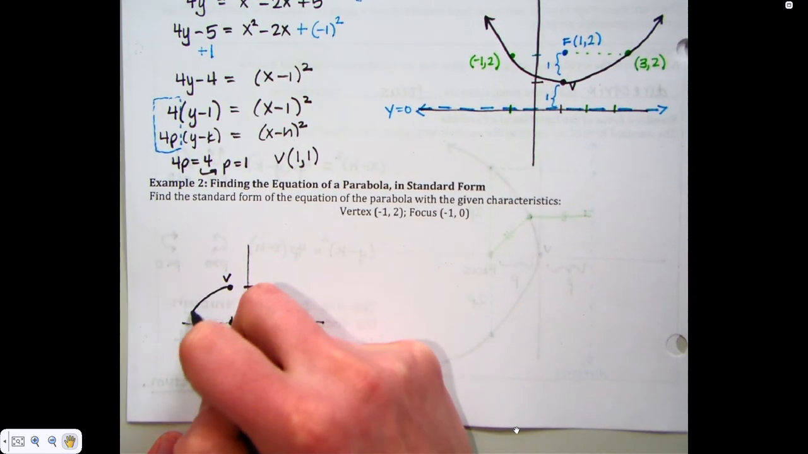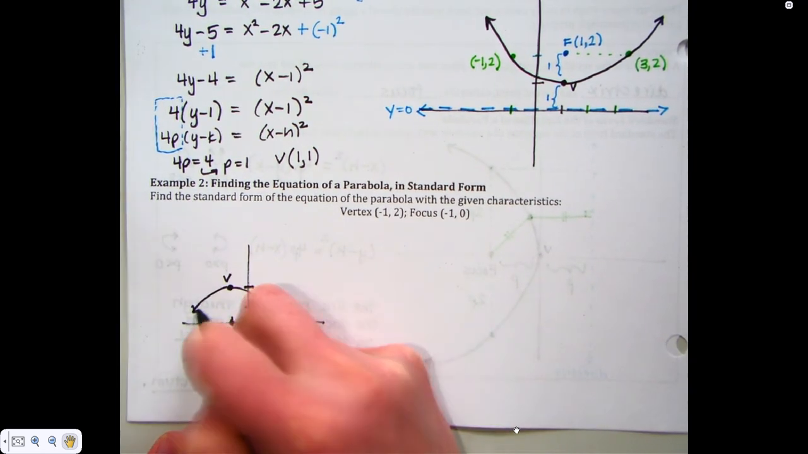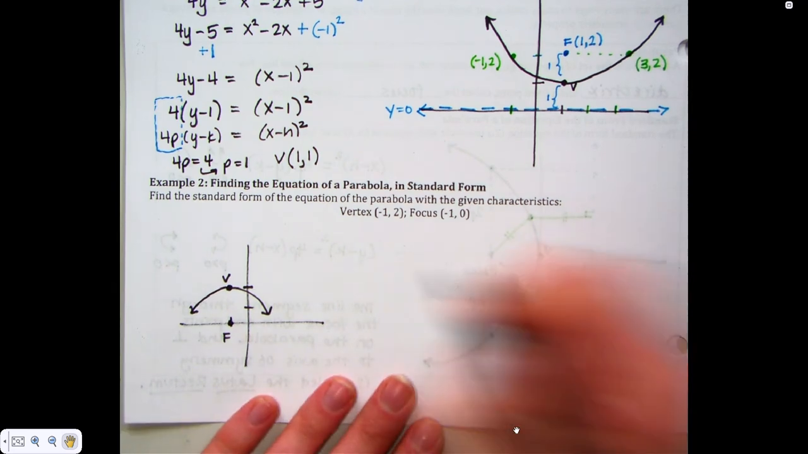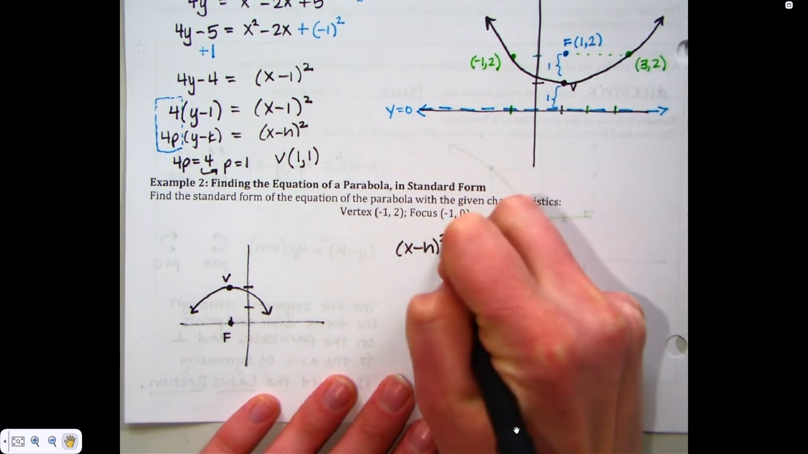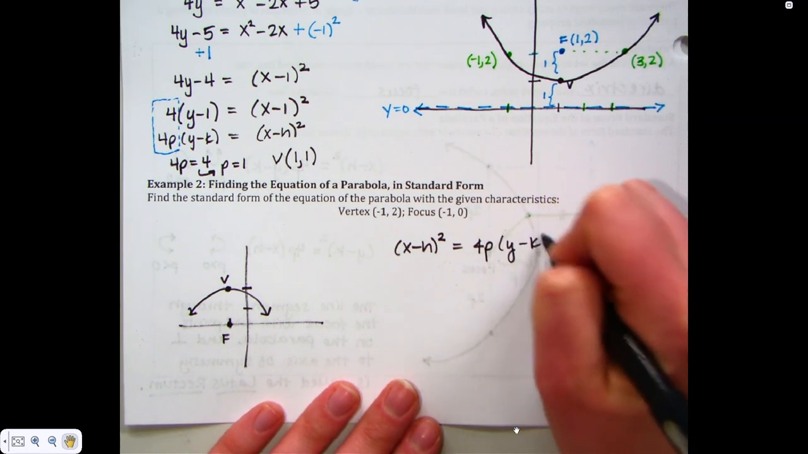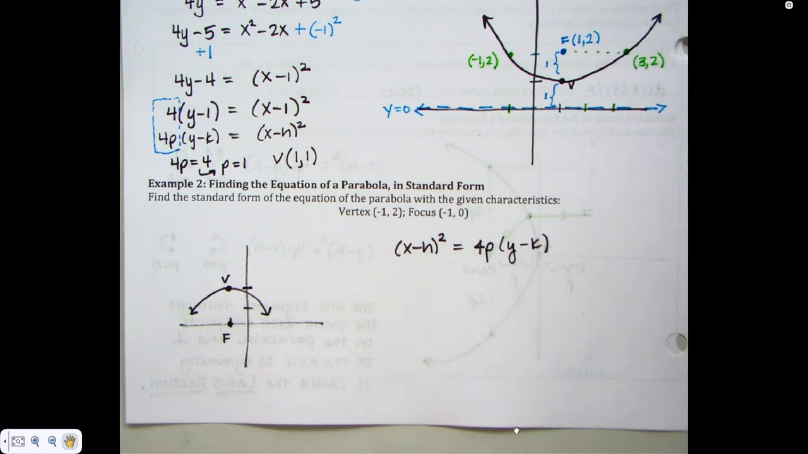I know that this one, based on the information, is going to have an opening that goes down. So that tells me sort of which one to pick, right? If it's up or down, then it's y equals x squared. So I would have (x minus h) squared equal to 4 times p, and then (y minus k). That little bit of a sketch can help guide my selection of which of the 4 forms I'm going to have. It also tells me, since I'm opening down, that my p-value should be a negative number.